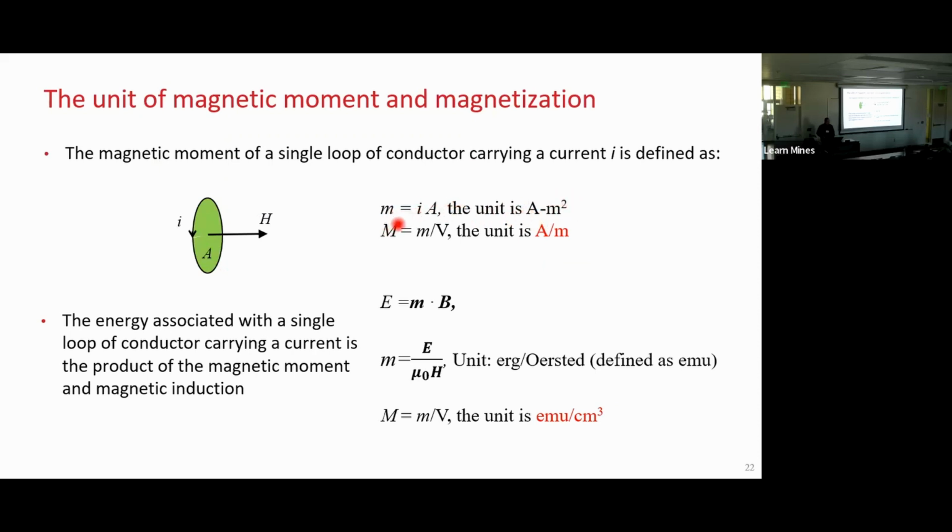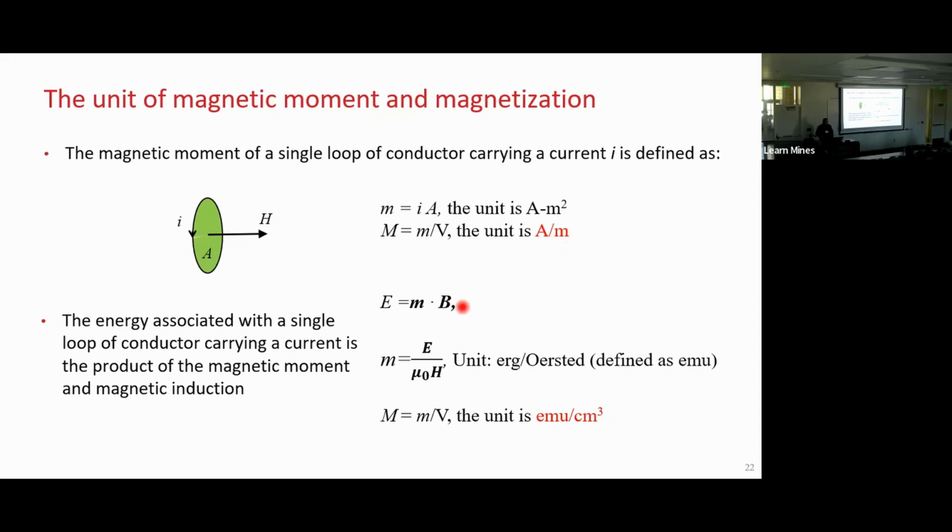Now you have to talk about the volume effect. You have to talk about magnetization. You divide by volume, therefore you divide by meter cubed, so you end up with amperes per meter. That's the definition, the SI unit of magnetization, amperes per meter.